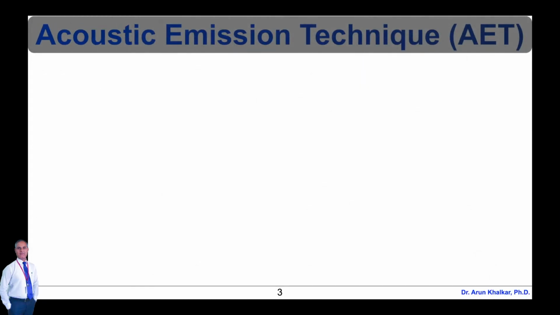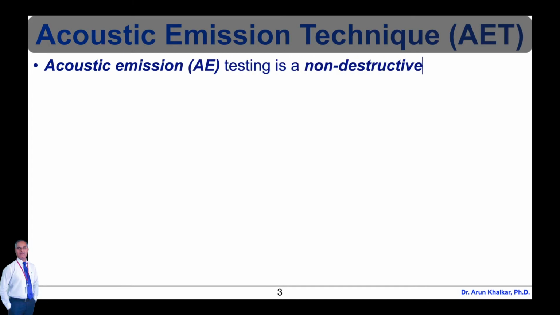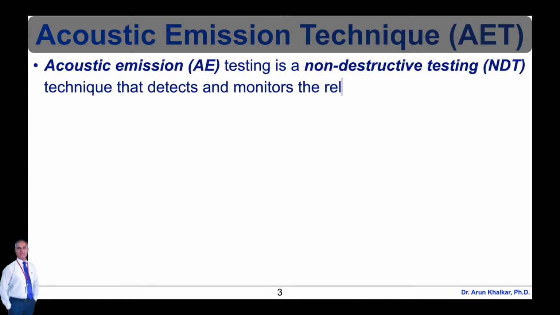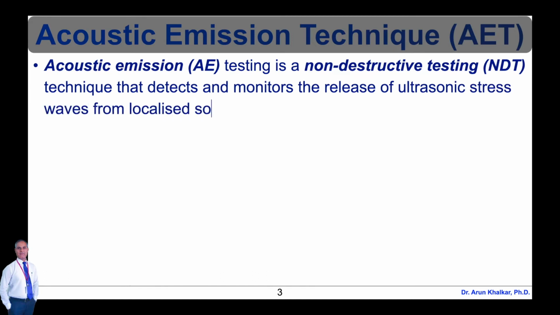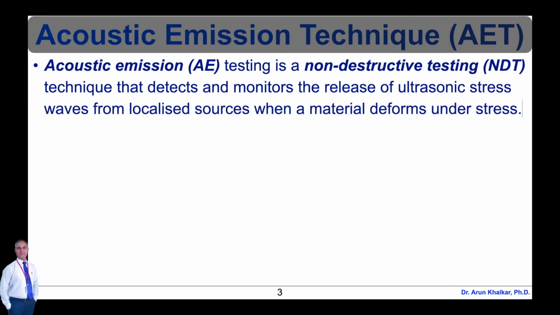Acoustic emission testing is a non-destructive testing technique that detects and monitors the release of ultrasonic stress waves from localized sources when a material deforms under stress. Now let's see how it works.